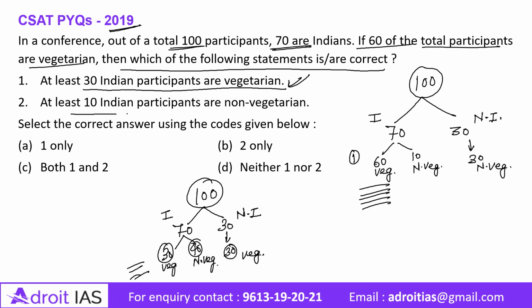At least 10 Indians are non-vegetarian. Fine. In case 1, 10 Indians are non-vegetarian. In case 2, 40 Indians are non-vegetarian. So it is clear that at least 10 Indians are non-vegetarian. This is also true, right? So both the statements are correct. Select the correct answer using the codes given below, both 1 and 2, right? C option is the right choice. Alright everyone, fine. Now let's talk about the next question.